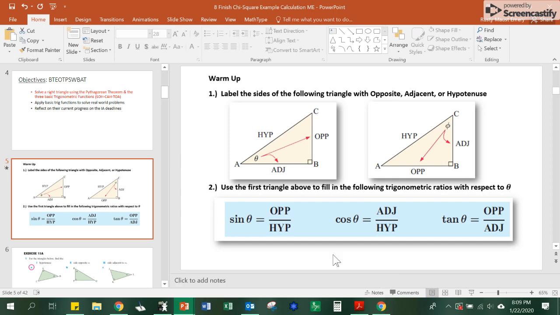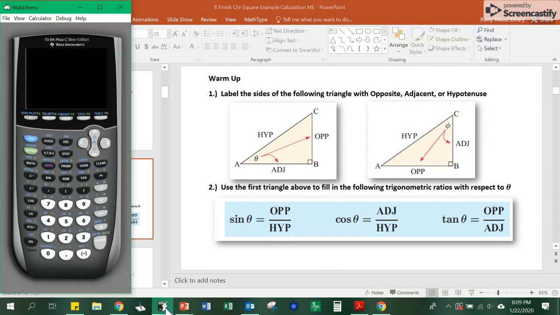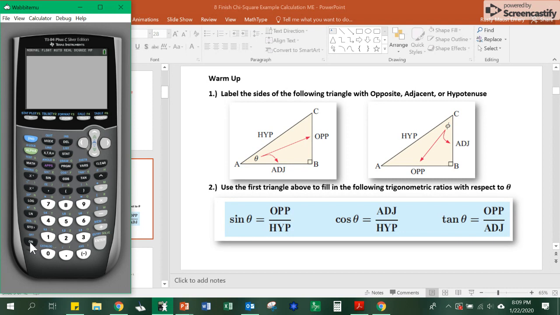So today we're jumping right into right triangle trig. First thing I want you to do is check your calculator, especially if you use the Wabbit. You need to make sure you always check to see if your calculator is in degree mode.